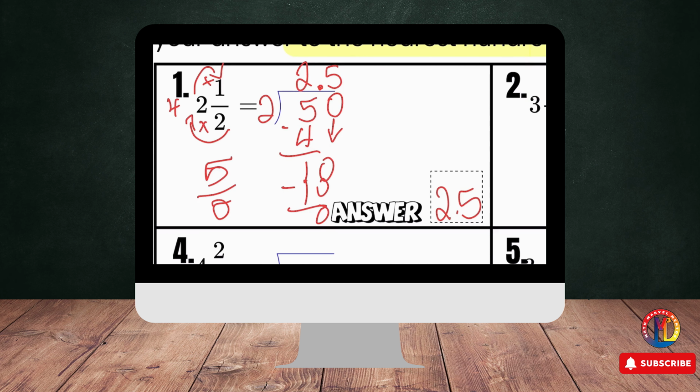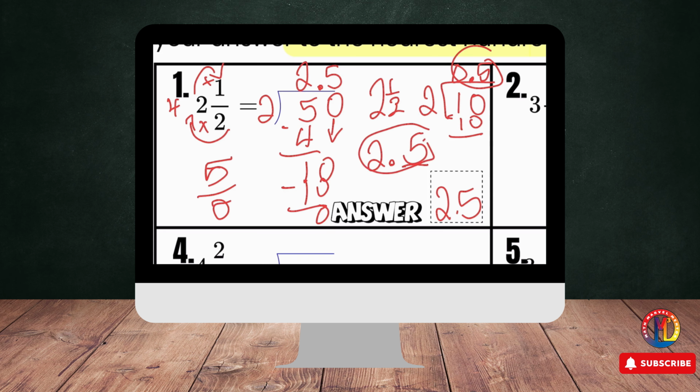The other way you can do this is leave it as a mixed number, 2.5. I know that the first part of my answer is going to be 2 point something, so you can just do the 1/2 instead if you'd like. 1 divided by 2. 2 does not go into 1, so I'm going to add 0, my place value holder, and 2 goes into 10 5 times. 5 times 2 is 10. And so then I have 2 and 5/10. Same answer. Okay, 2 different ways that we're doing it.